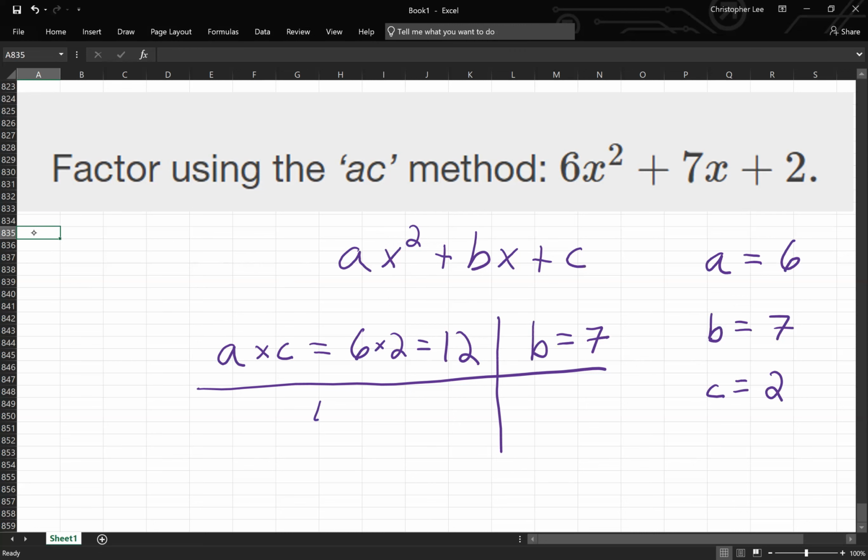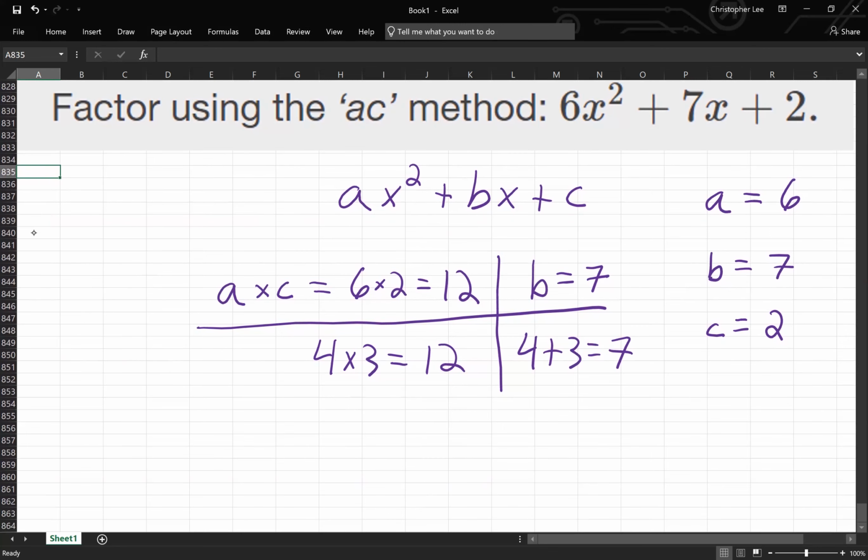Four and 3. Okay, let's look. 4 times 3, that's 12. 4 plus 3, that's 7. So that works, right? So now watch what I do here.